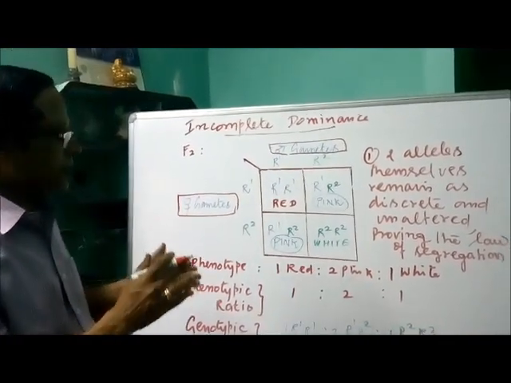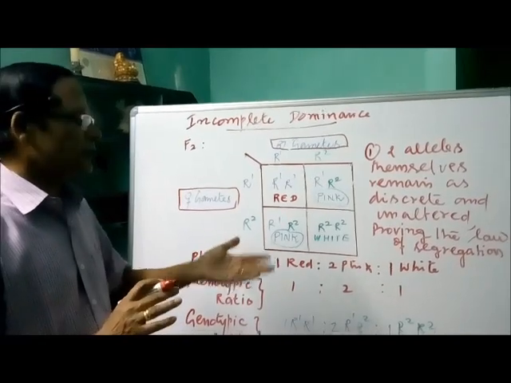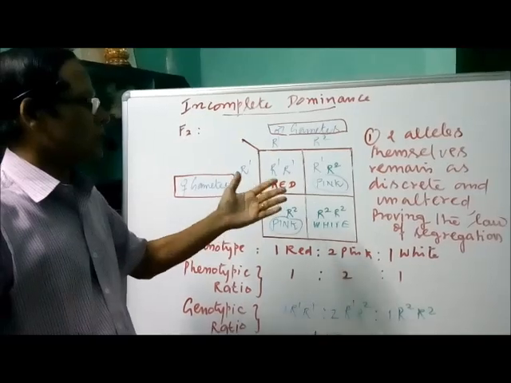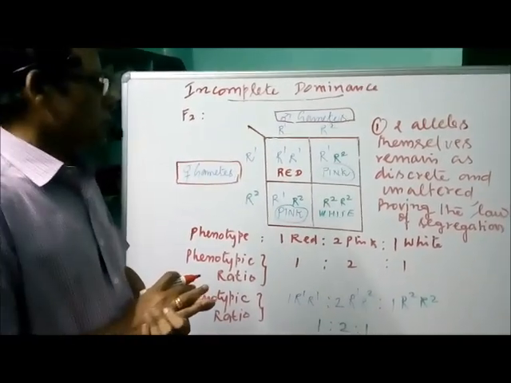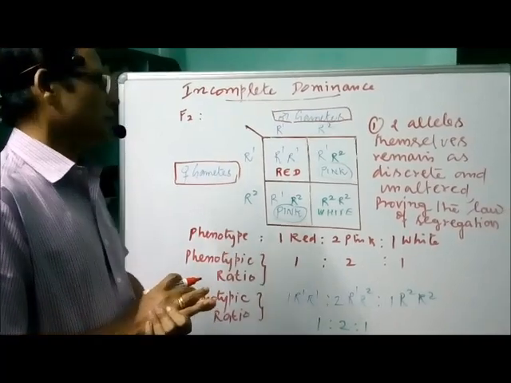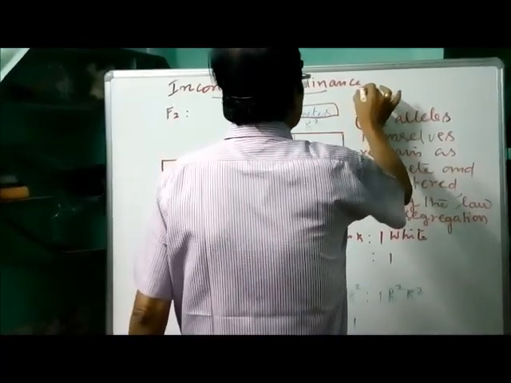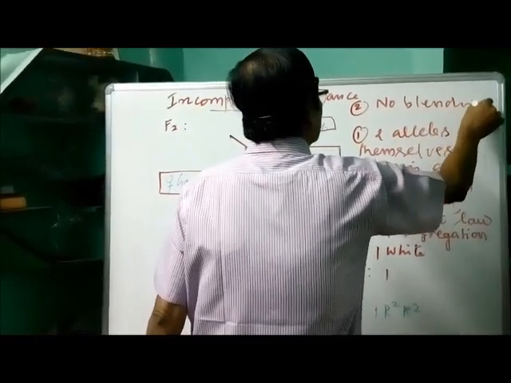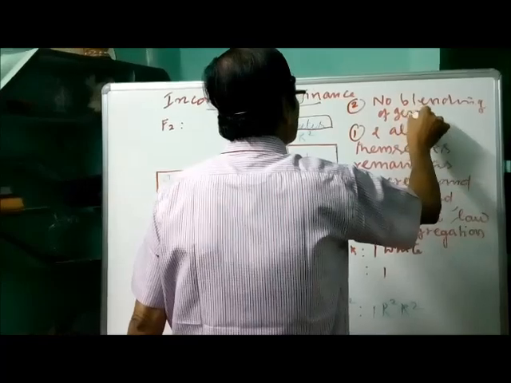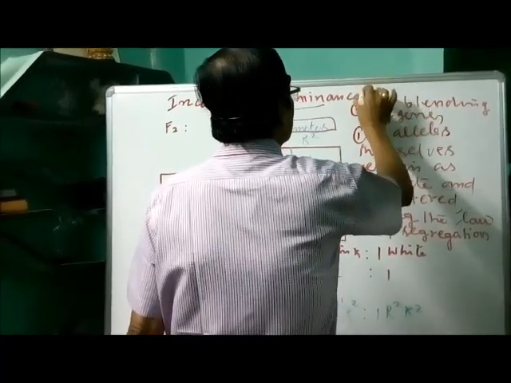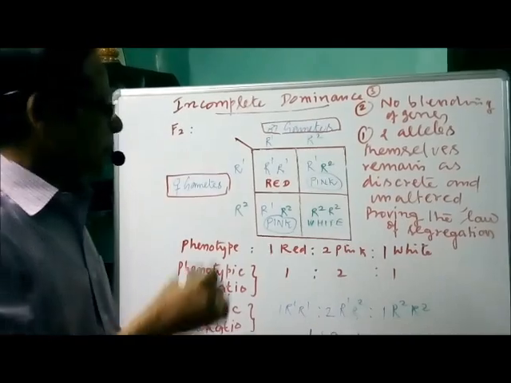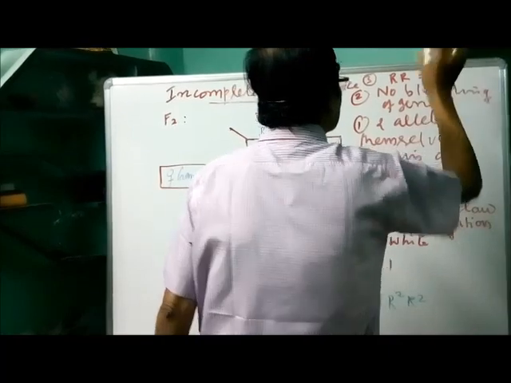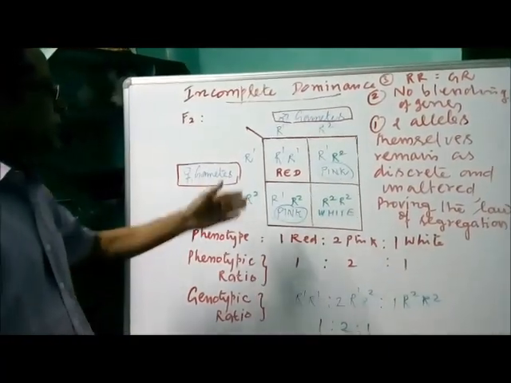Once again, the parallel characters reappeared in the F2 generation. So the two alleles themselves remain as discrete and unaltered units, proving the law of segregation. Then the second one, there is no blending of genes. The third one, the phenotypic ratio is equal to the genotypic ratio. These are the conclusions made from this class.